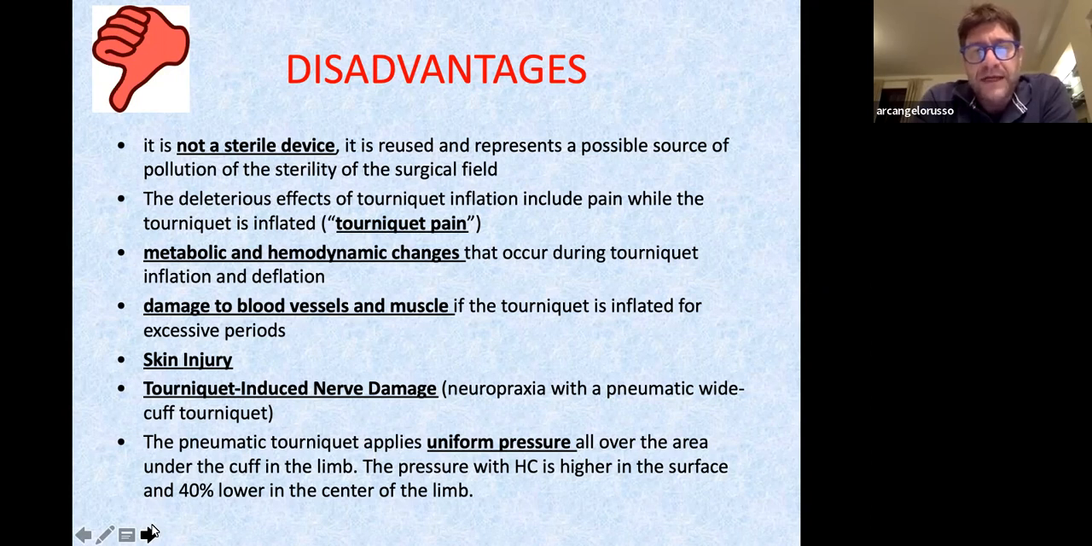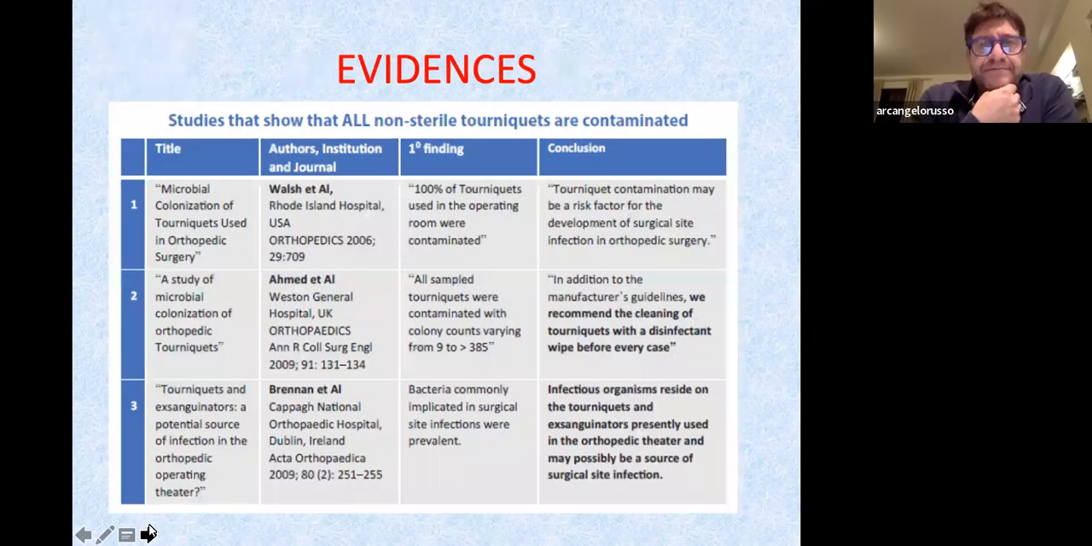Sometimes the pneumatic tourniquet applies a uniform pressure all over the area under the cuff on the limb. The pressure is highest at the surface and 40% lower in the center of the limb. In these studies, you can see in many papers the effect of a non-sterile tourniquet in the surgery field. Tourniquet contamination is a risk factor in the development of surgical infection.